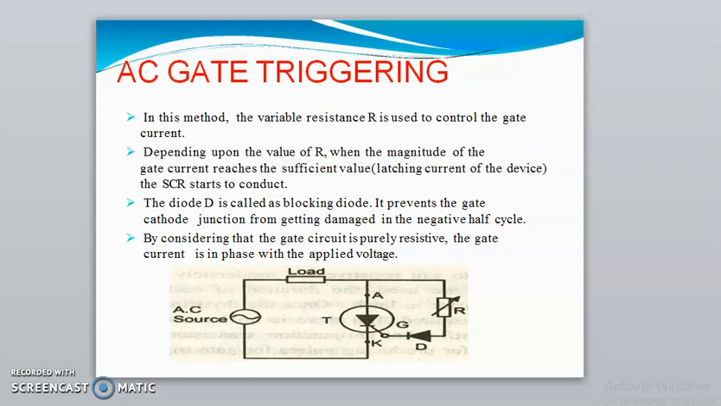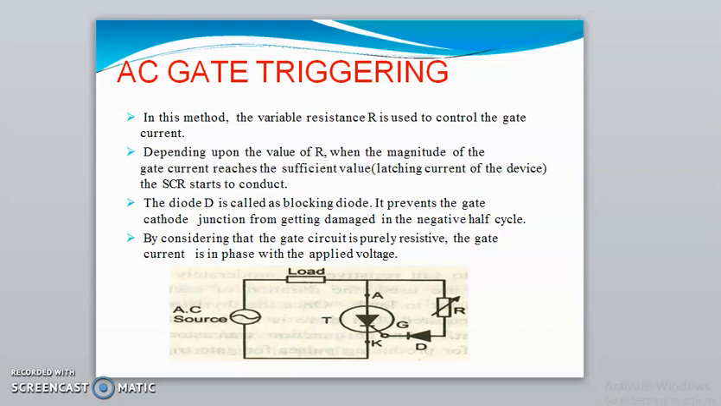So I can say that the current is not continuous. The current which is flowing in case of pulse gate triggering is nothing but intermittent in nature, and the most applied method of producing pulses for gate triggering is by means of a UJT relaxation oscillator, and UJT is nothing but unijunction transistor. So we have studied all about the different methods of triggering of the SCR.